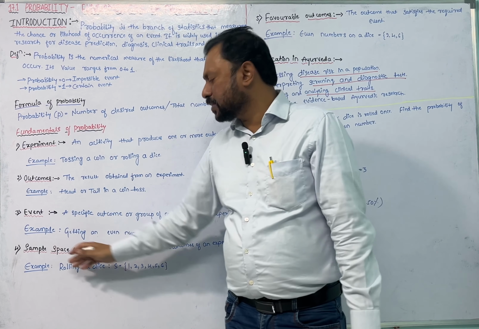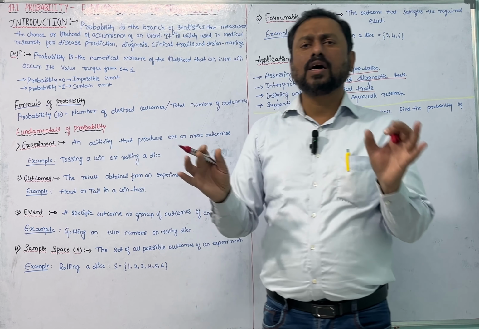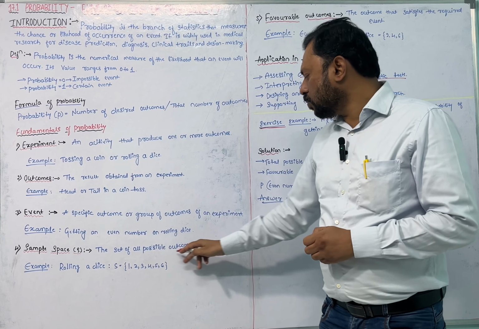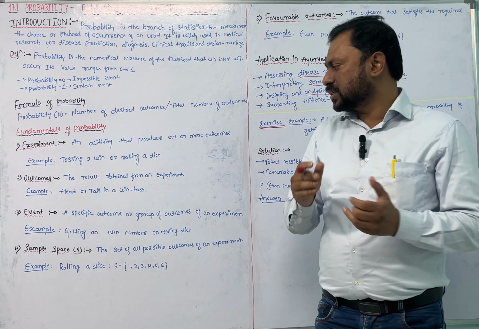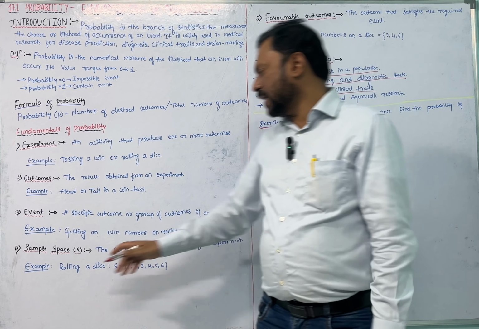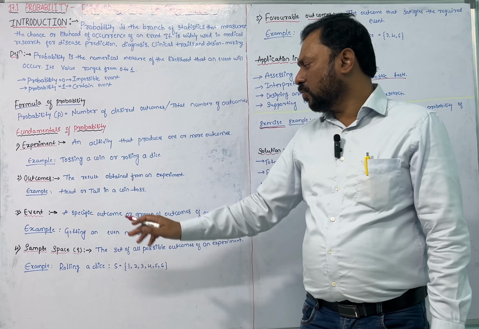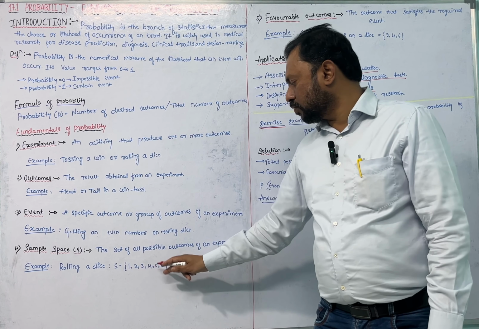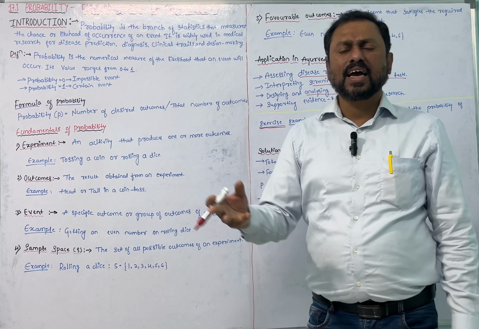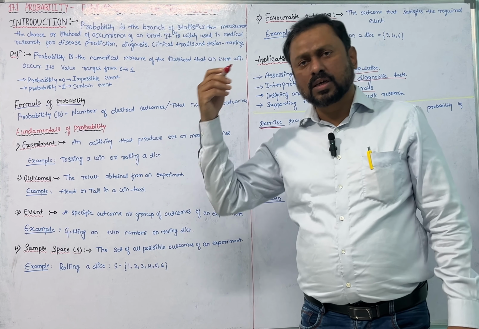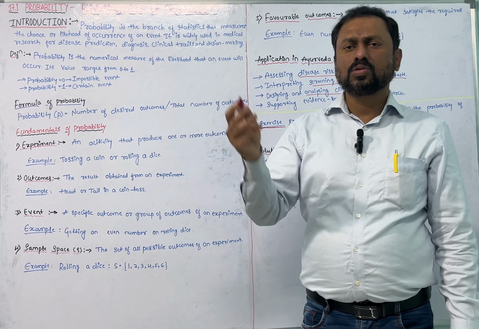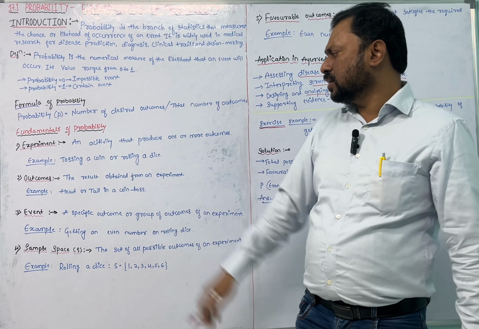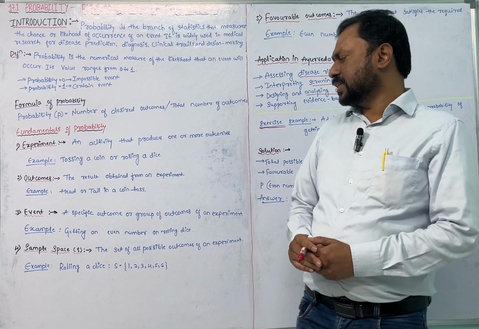Next one is the sample space. Sample space means all the numbers if you are rolling the dice. It is the set of all possible outcomes of an experiment. For example, rolling a dice. What is the sample space here? S is equal to 1, 2, 3, 4, 5, 6. If you roll the dice, any one number from 1 to 6 will come out. That total set is called the sample space.